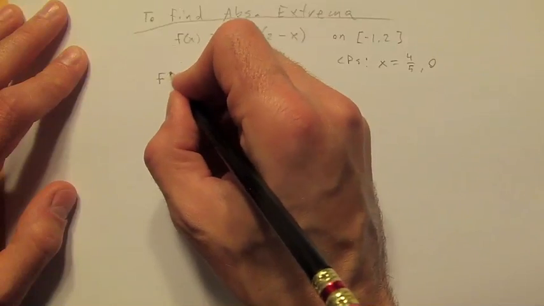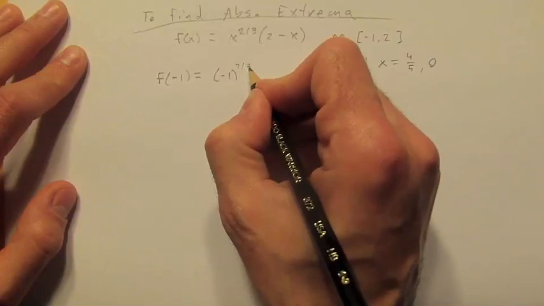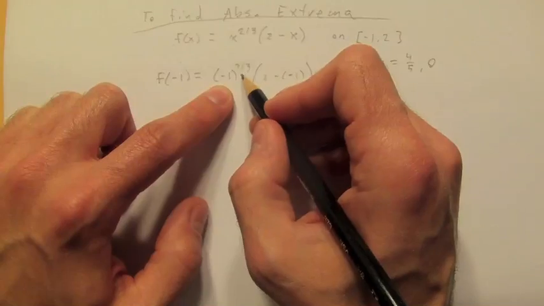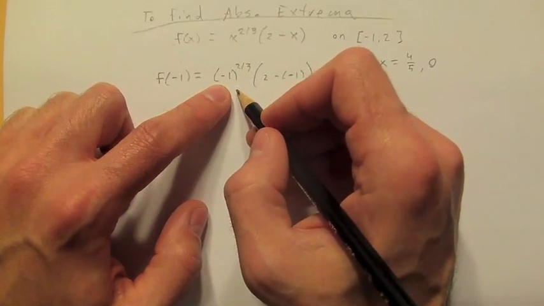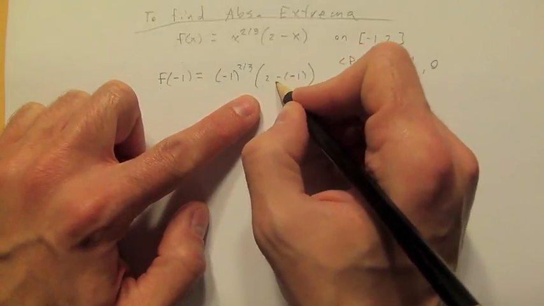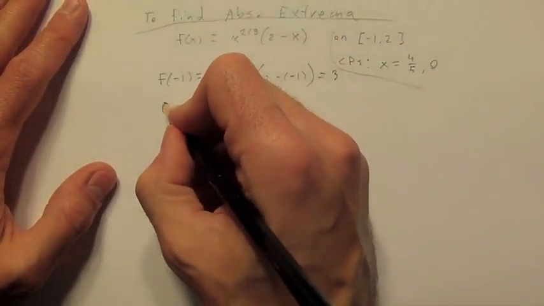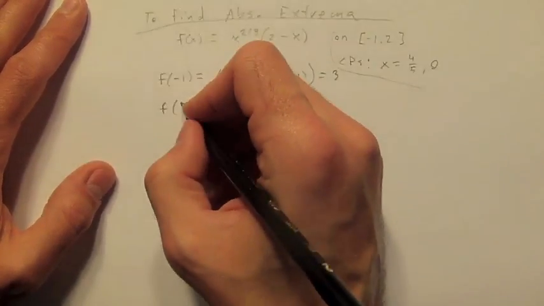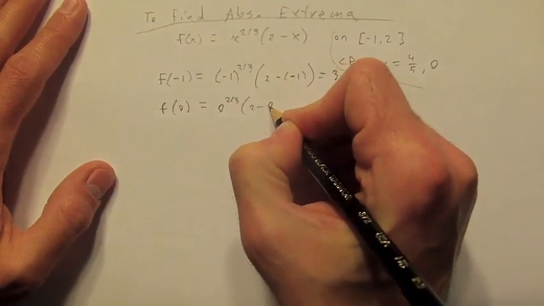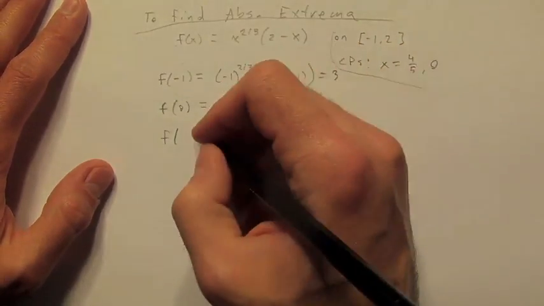So f of -1, well, this is going to be -1 to the 2/3 times 2 minus a -1. Now, -1 to the 2/3, well, that 2 is going to make that positive. And so that's just 1. And then we have what's in here, which is 2 plus 1. So the whole thing ends up being 3. Then next up is 0, if I go in order. So 0, I'll get 0 to the 2/3 times, it doesn't really matter what else, because that's just going to be 0.